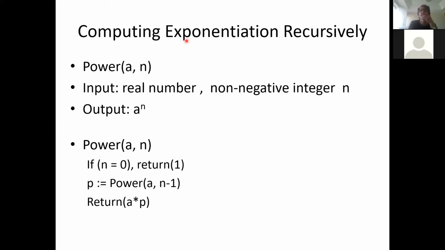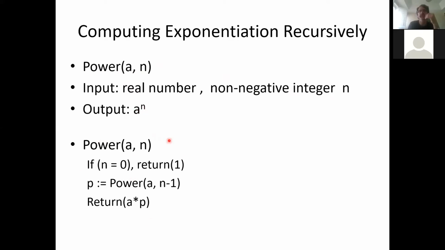Let's see. Here is an algorithm for computing exponentiation in a recursive way. I'm going to call it the power algorithm. It will have two inputs, A, the base of exponentiation, and N, the exponent. A is any real number. N is assumed to be an integer and non-negative, so starting from 0 and up. And what we want this algorithm to output is simply A to the power of N.